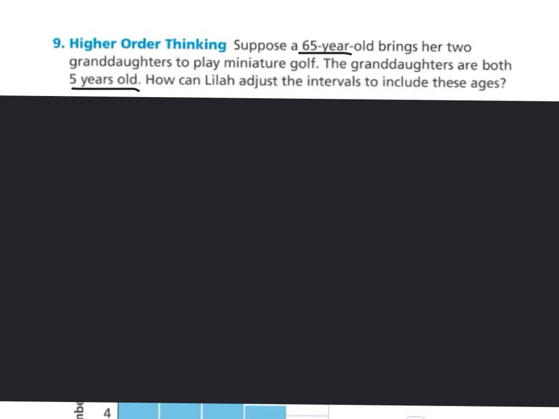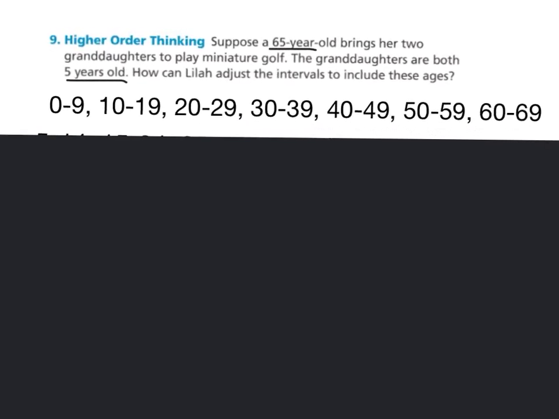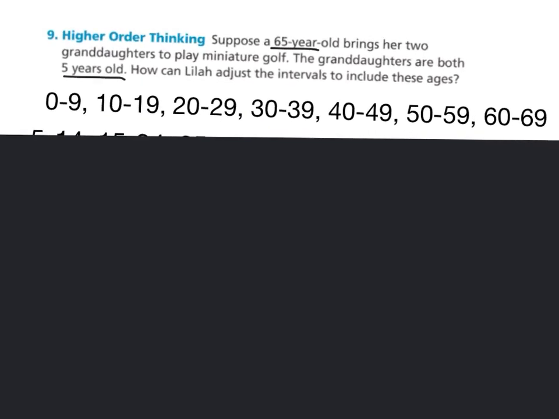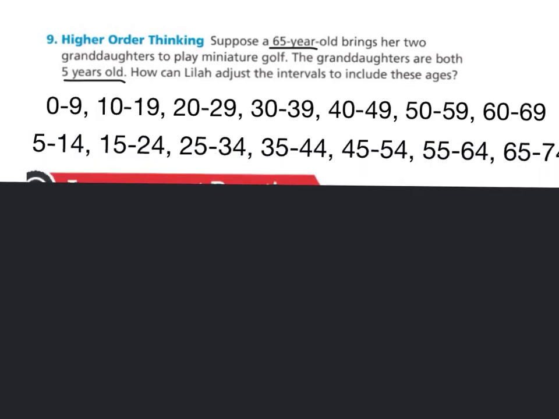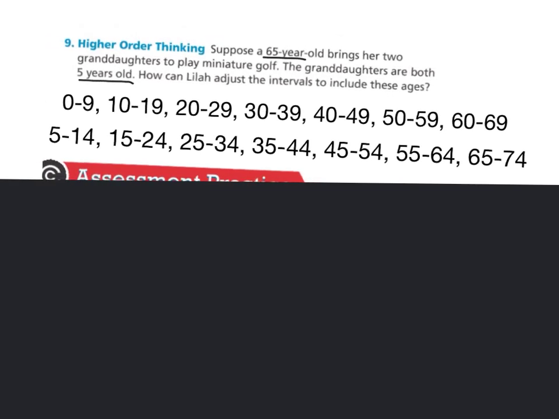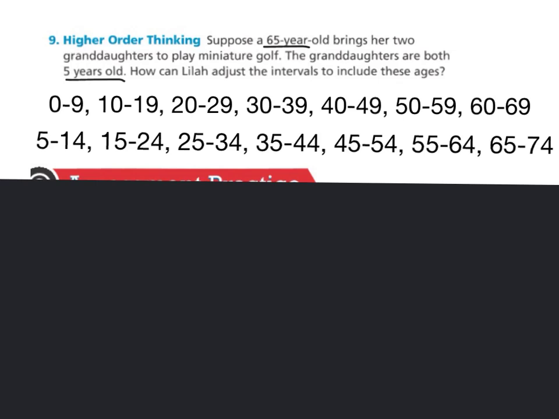So a couple of ways we could do this. One way would be we could go by tens starting from 0. So that would be our intervals for that if we did it that way. That would include everyone. And another option, we could start at 5 and go by tens, and then that would make it end at a little bit higher number.